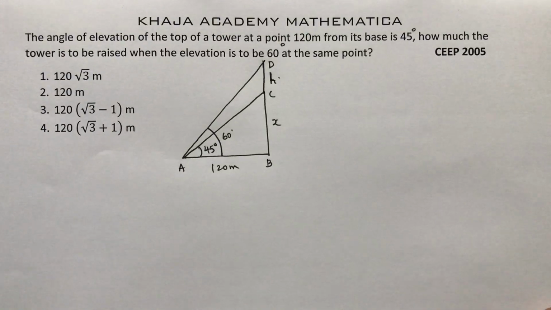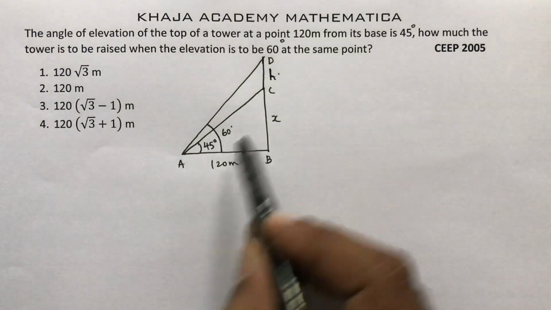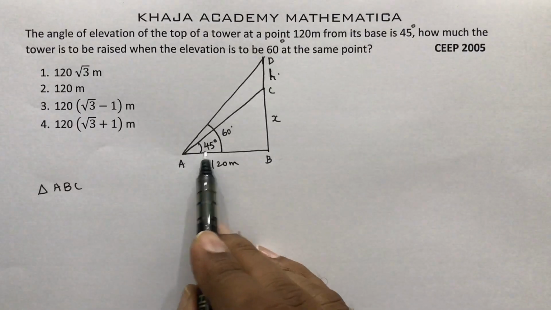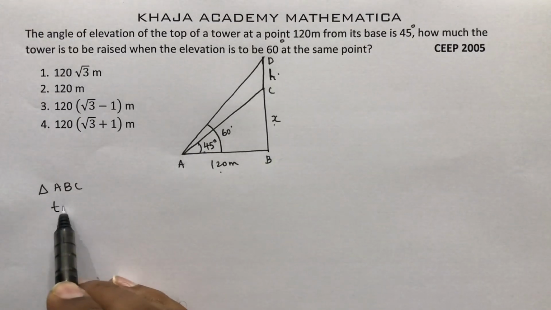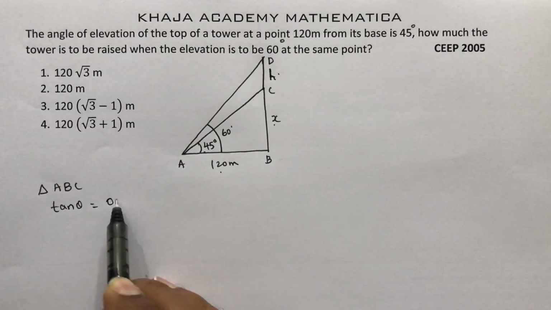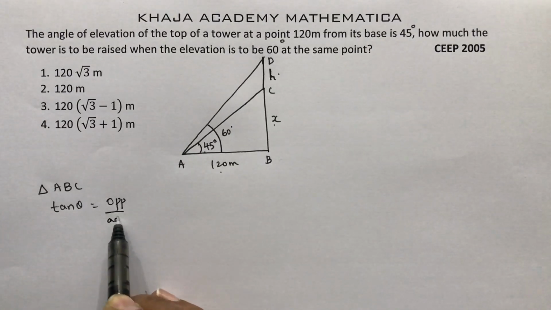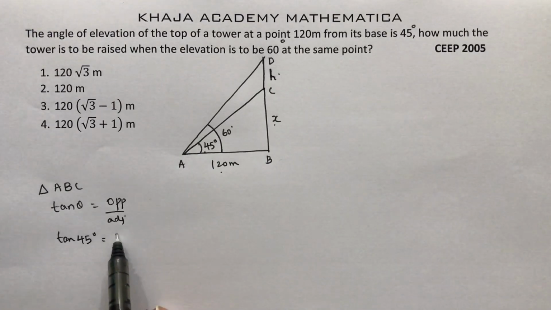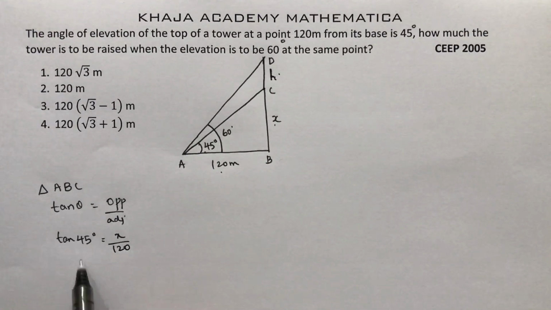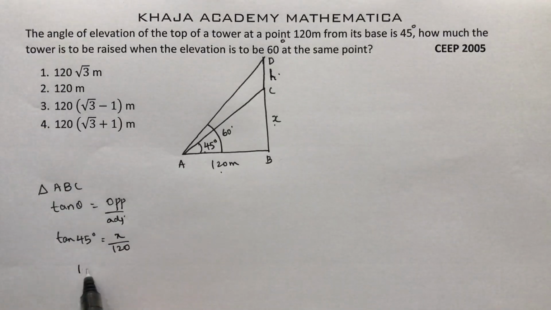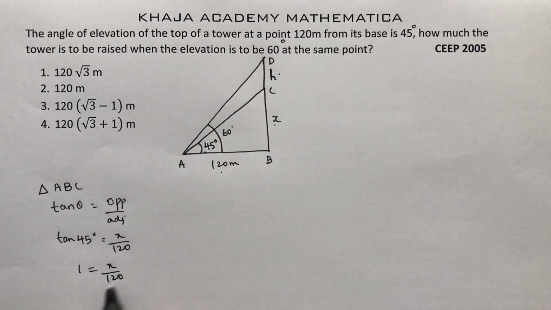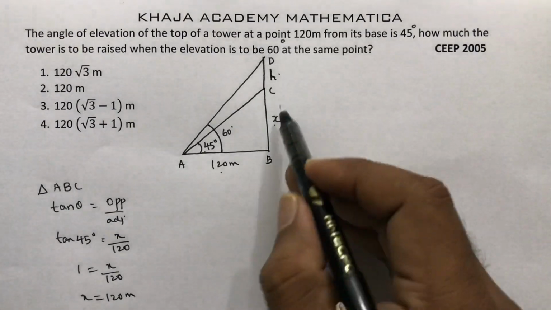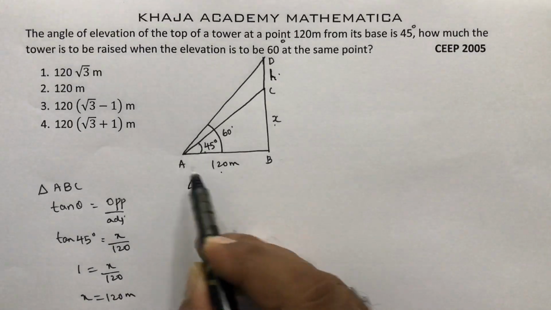Now see, if you take the first triangle ABC, theta, opposite, adjacent. So tan theta equals opposite by adjacent. Tan 45 equals opposite is X, adjacent is 120. Tan 45 is 1. 1 equals X by 120. So X equals 120. So X value is 120. Now take the big triangle ABD.